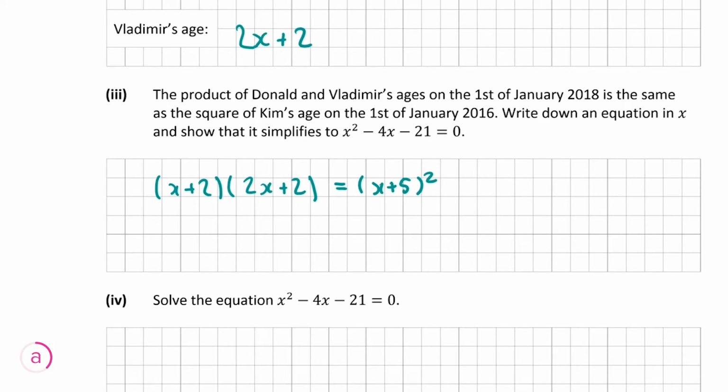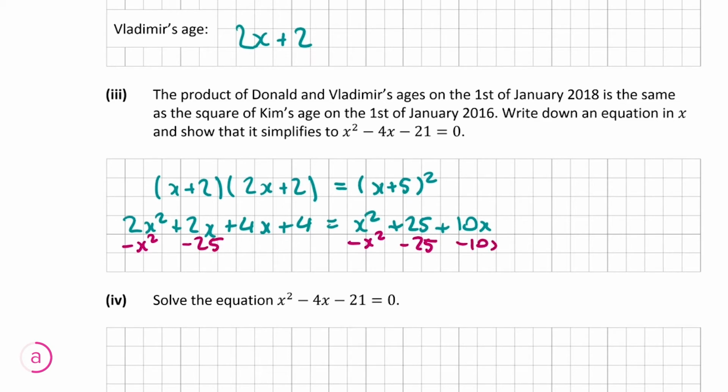So first of all, multiplying out the brackets on the left hand side gives us 2x squared plus 2x plus 4x plus 4. And to square out the brackets on the right hand side, we first square the first number, which is x, so that gives us x squared. Then we square the second number, which is 5, so that gives us 25. And then we multiply twice the first number by the second number, which gives us 2x times 5, which is just 10x. Now we need to bring everything over to one side of the equation, which we can do by taking x squared away from both sides, as well as taking away 25 and 10x. Then we're left with x squared minus 4x minus 21 on the left hand side, and 0 on the right hand side. And this is what we were asked to show in the question, so that's the end of part 3.